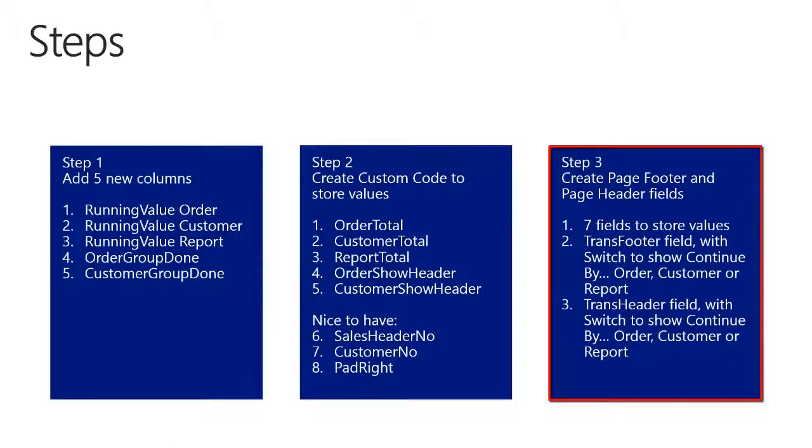So we're now at step number 3. We now have the values which we need. We created this in step number 1. We have the necessary custom code required. We created this in step number 2. So now it's time for us to use all this. We will create 7 fields in the page footer where we will set the value on the current page.